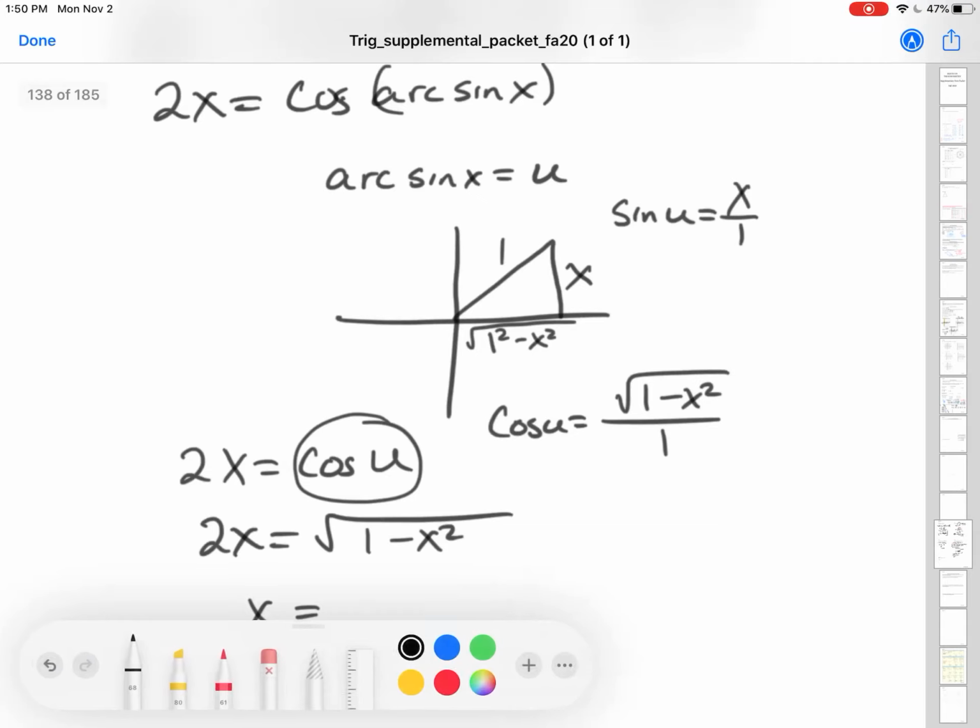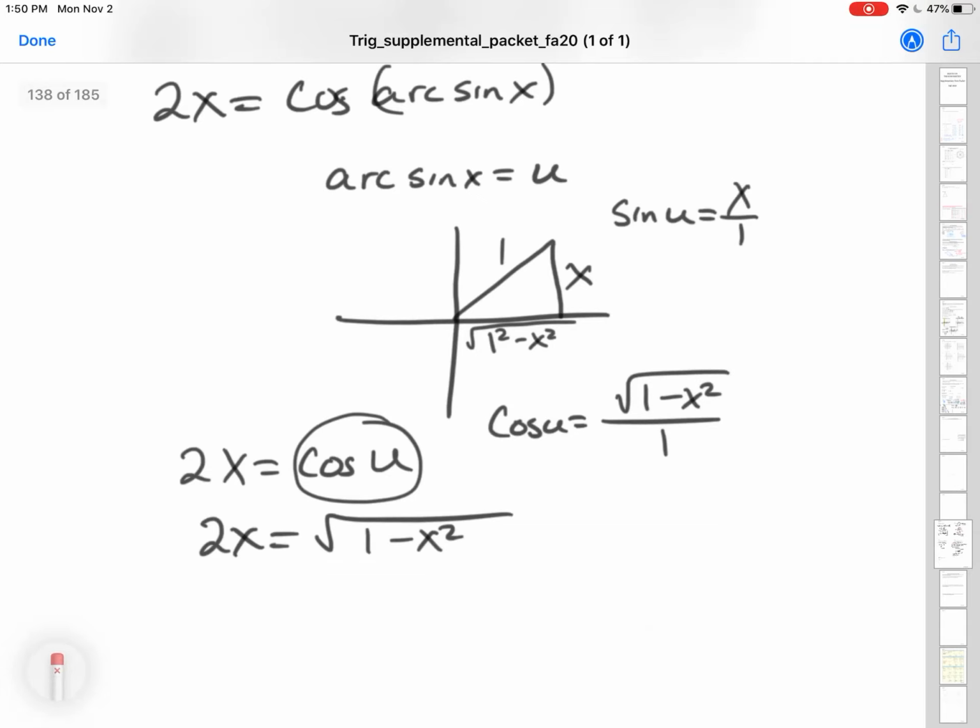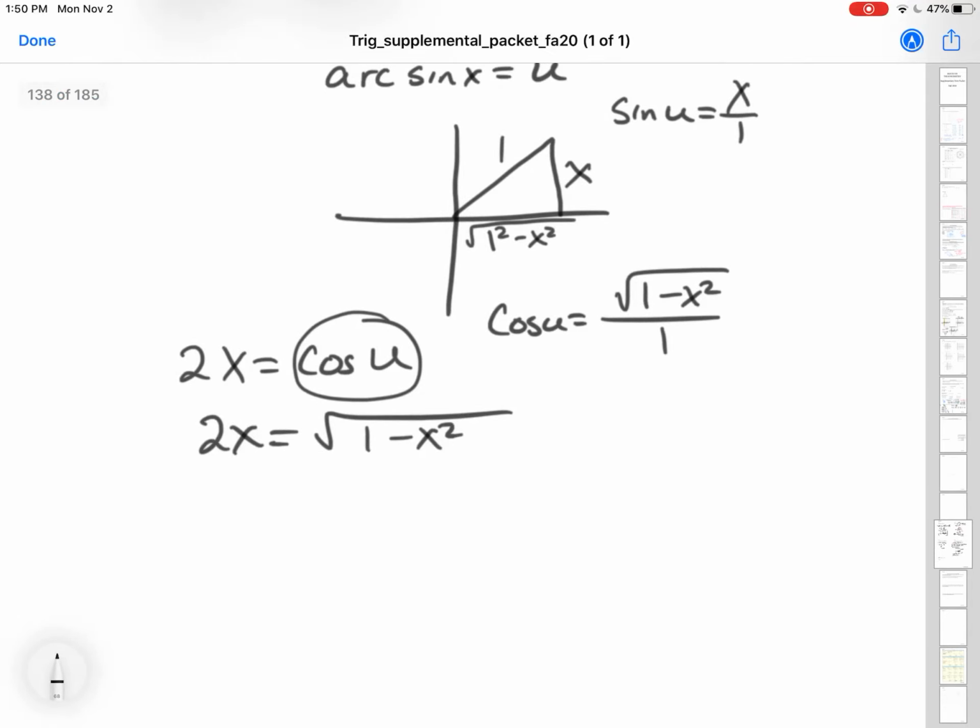Well, let's go find out. I'm jumping ahead of myself a little bit. We need to solve for x. It's in two places, so let's square both sides. If we square both sides, I get 4x squared is equal to 1 minus x squared, or 5x squared is equal to 1, or x squared is equal to 1/5.